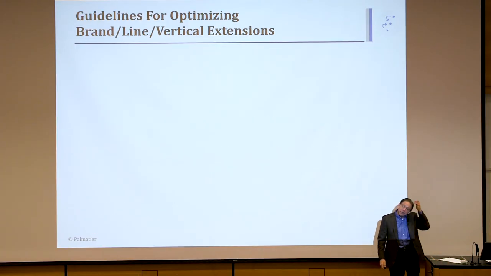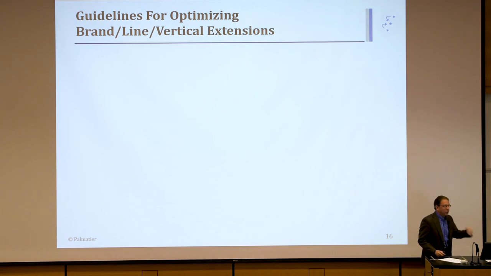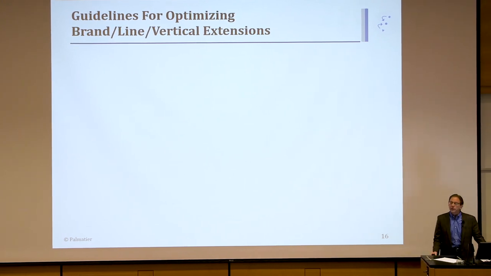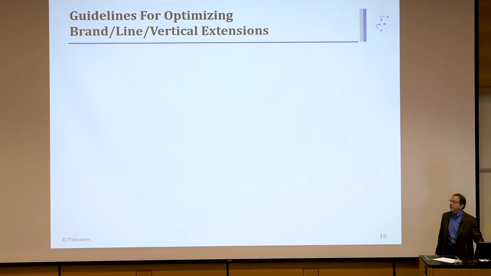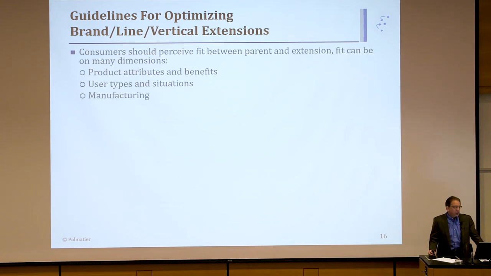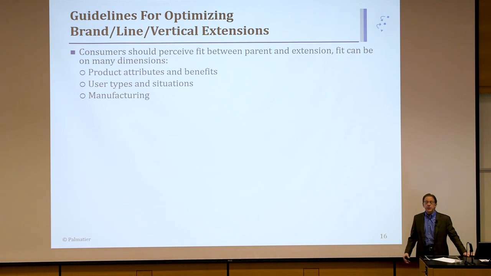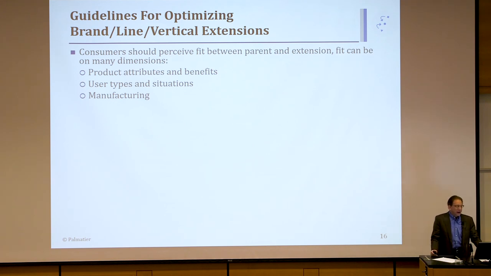So here's some guidelines from many years of research on how to optimize brand, line, and vertical extensions. So the three types of extensions we talked about. First, consumers should perceive fit between the parent and the extension. It could be on product attributes, like fresh taste. If you went from a toothpaste to a mouthwash and you're talking about fresh taste, those attributes would cross. Maybe it's a similar type of manufacturing.